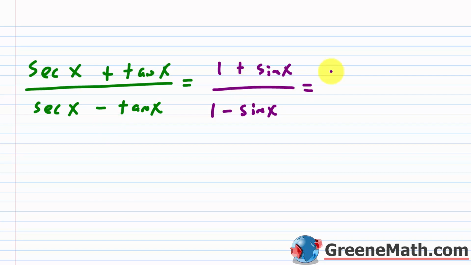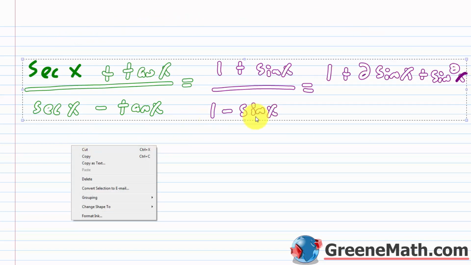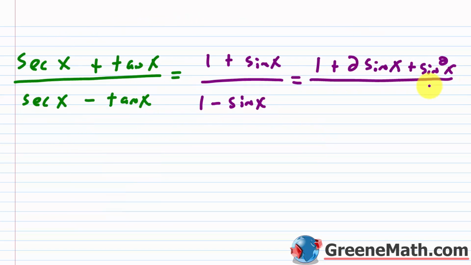And this is going to be your 1 plus 2 times sine of x plus sine squared of x. Let me see if I can scooch this down just a little bit more. And then over, you had your cosine squared of x. So this is going to basically do it for this one.